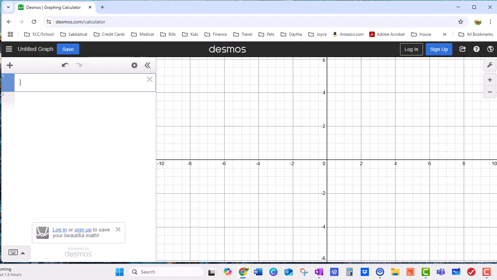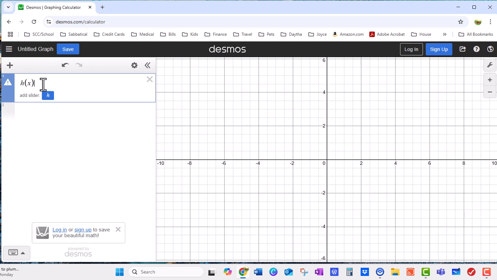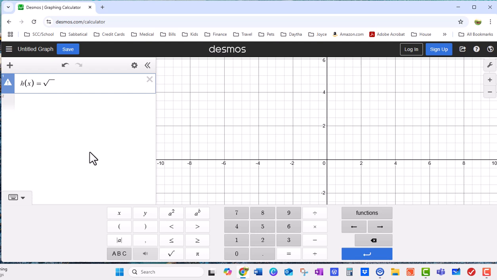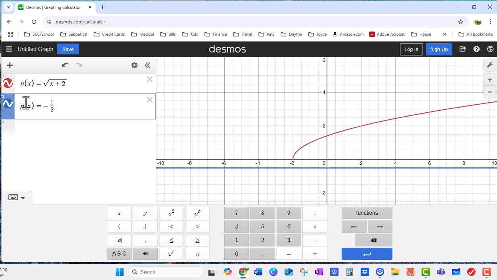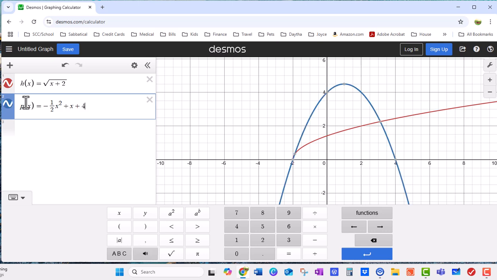Let's go to Desmos so we can put in both of those functions. I'm going to just use h and p. H of x equals, and if we come down here to our keyboard, we can find the square root button and then put in x plus 2. So there's our first graph. There is h. Click on number 2 down here. We can put in p of x, which equals negative 1/2 x squared plus x plus 4. And then there's our second graph.